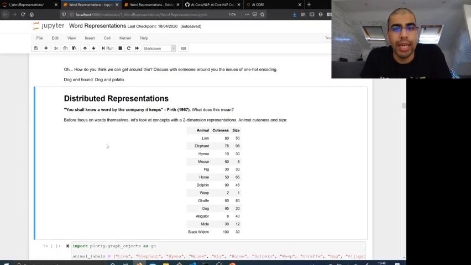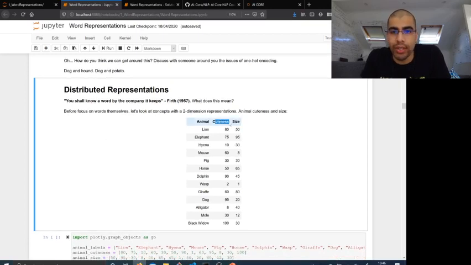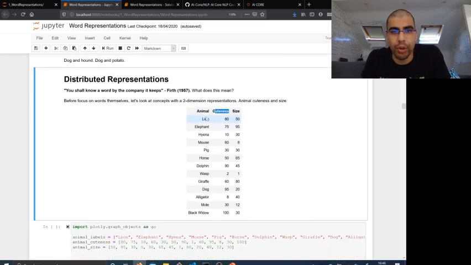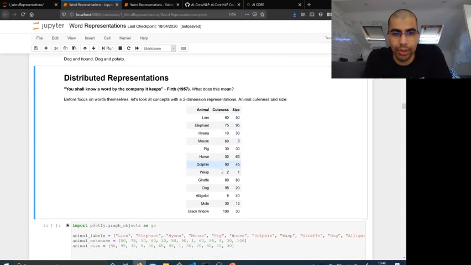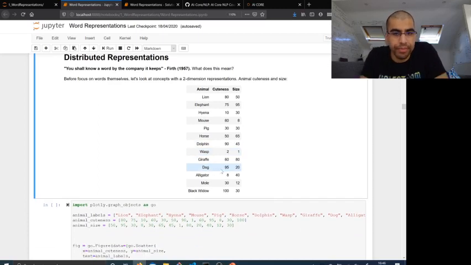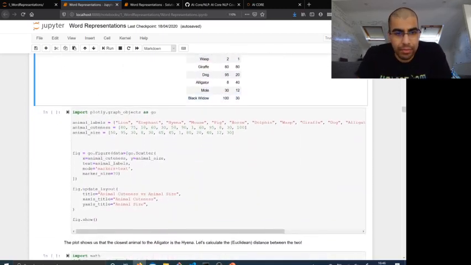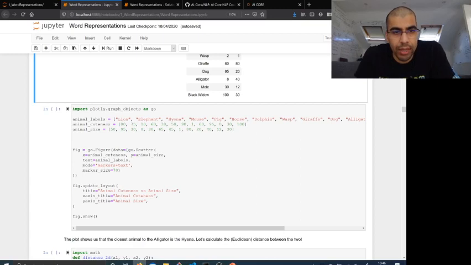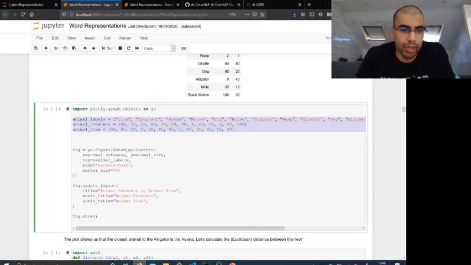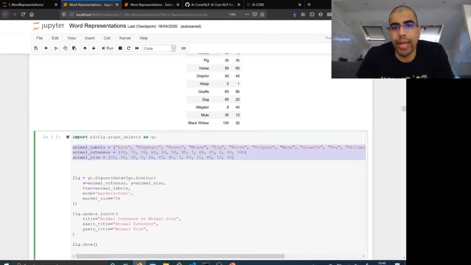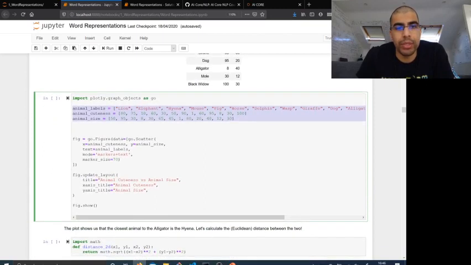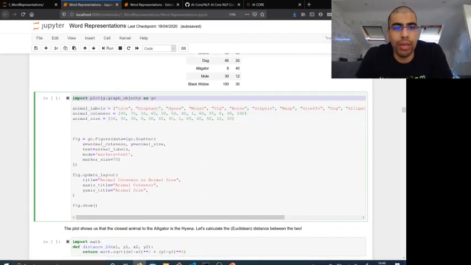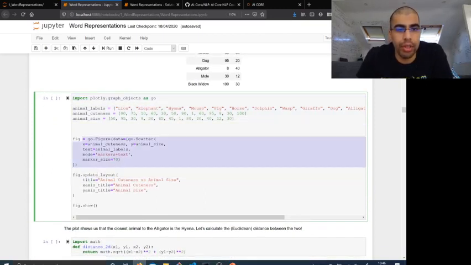And what we're going to do is we're going to look at animal cuteness versus animal size. So I've just created this table here. These are all done out of my own opinion. So sorry if you disagree. Okay, so just coding up the stats of this table, and we're using a graphing library called Plotly to plot the animal cuteness versus animal size.